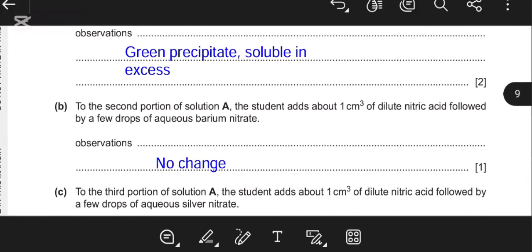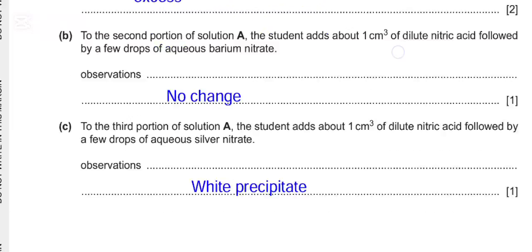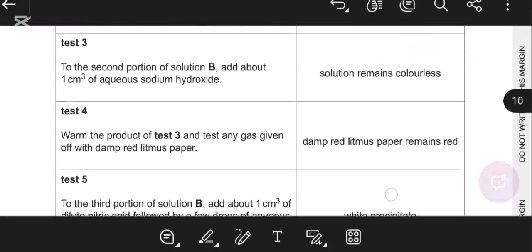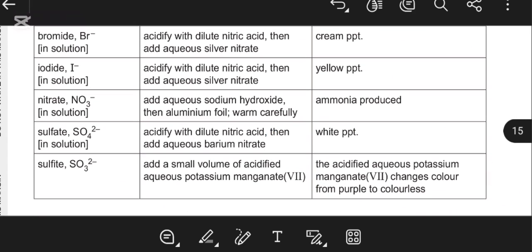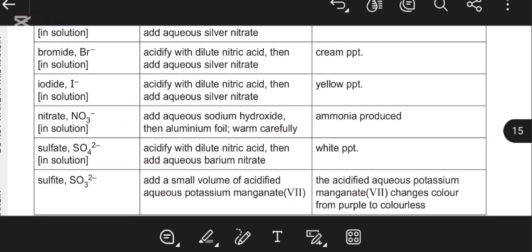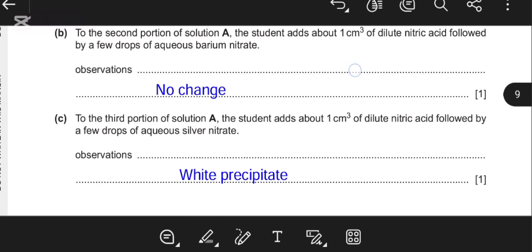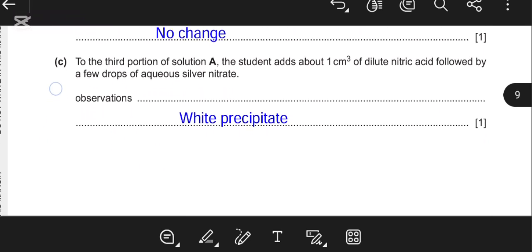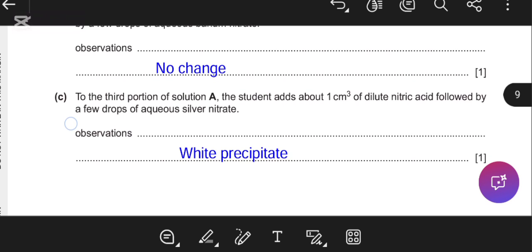Next, to the second portion of solution A, the student adds 1 centimeter cube of dilute nitric acid followed by a few drops of aqueous barium nitrate. Again, if you go back to the table, you see dilute nitric acid with aqueous barium nitrate is for sulfate, and we have chromium and chloride here, so there'll be no change. Don't write no observation or anything. Learn the wordings of the mark scheme. It's always no change. It's better to stick to the wordings of the mark scheme to attain full marks.